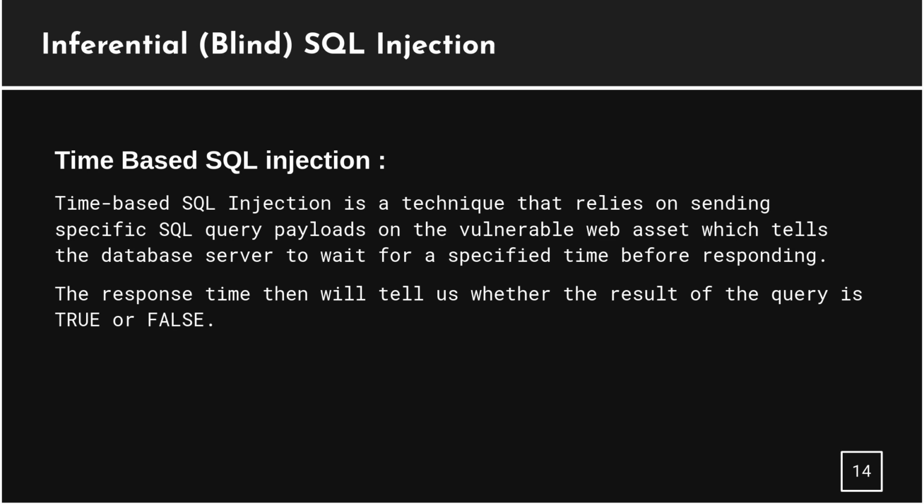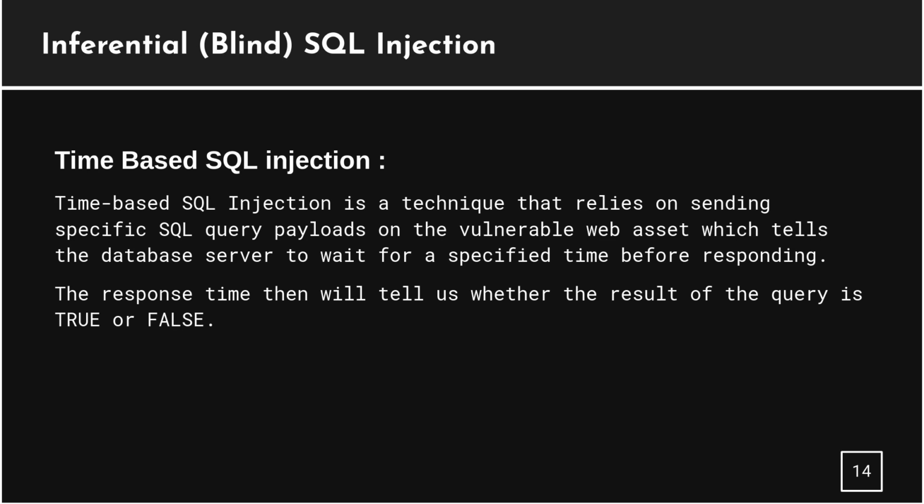But the way to determine whether a query returns a result or not is by telling the database to sleep for a specified amount of time. What we mean by sleep is basically just delaying the response time of the query. So what we can do here is tell the database to sleep for a specified amount of time. That way, if the result is true, the database will sleep for a number of seconds, and if it's false, it won't sleep.